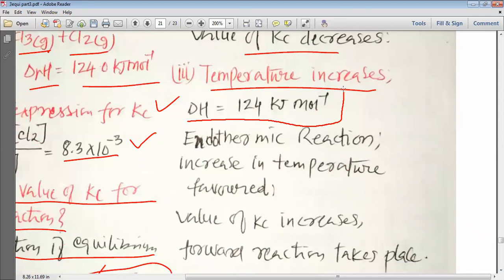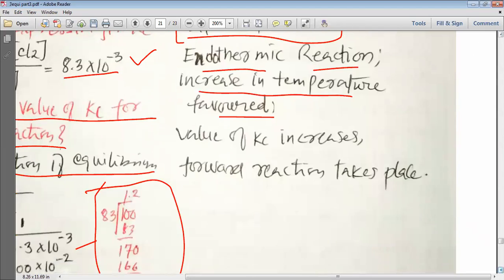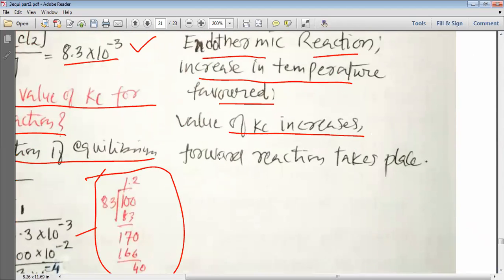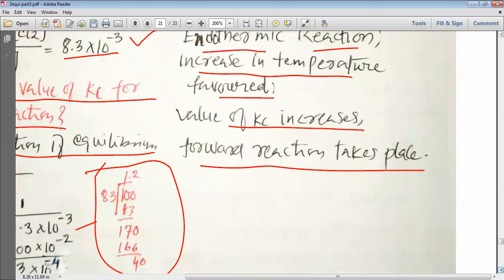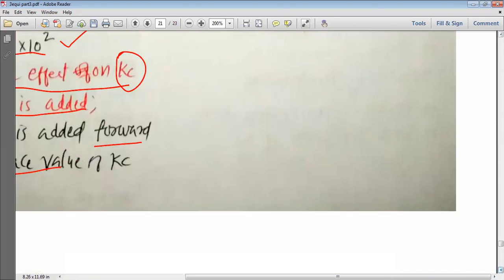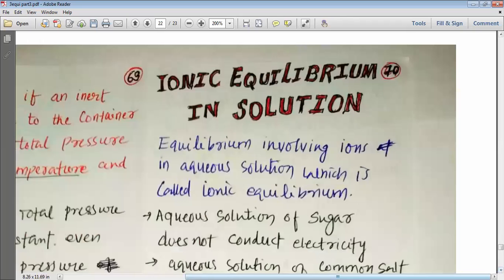Here, if you look into the question, you will see that delta H is given, and delta H is 124 kilojoule per mole. That represents an endothermic reaction. Therefore an increase in temperature will be favored. So when we increase the temperature, the forward reaction takes place and the value of Kc is increased. My dear students, it is very important for you to understand and apply the knowledge of all the factors affecting equilibrium.